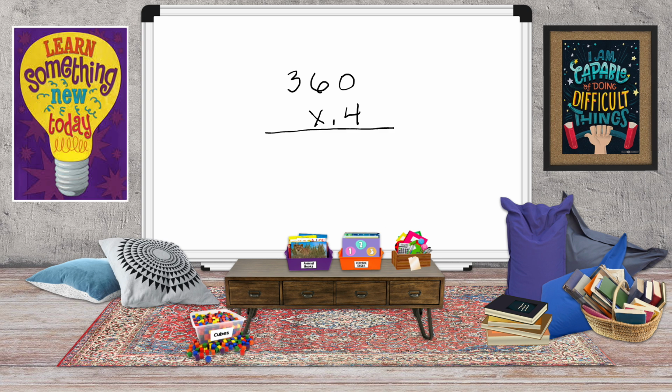Multiply. 4 times 0 equals 0. 4 times 6 equals 24. Bring down our 4, regroup our 2. 4 times 3 equals 12, and 12 plus 2 equals 14. We have 1,440. Since we multiplied 360 by 4/10, we move the decimal point one place to the left in our product. 1,440 becomes 144. The angle for apples is 144 degrees.